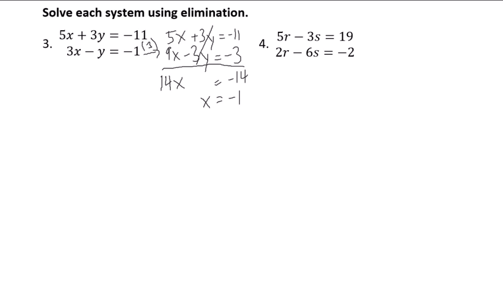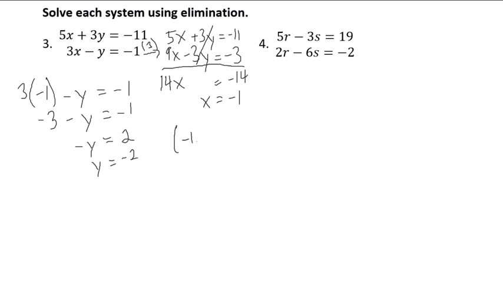Now we can take that negative 1 and plug into either one of the equations. I'm going to go ahead and plug into the second one. So put that negative 1 in for x, minus y equals negative 1. So you have negative 3 minus y equals negative 1. Add 3 to both sides, and you get a positive 2. Divide both sides by negative 1, and you get y equals negative 2. So then we get the solution as negative 1, negative 2.